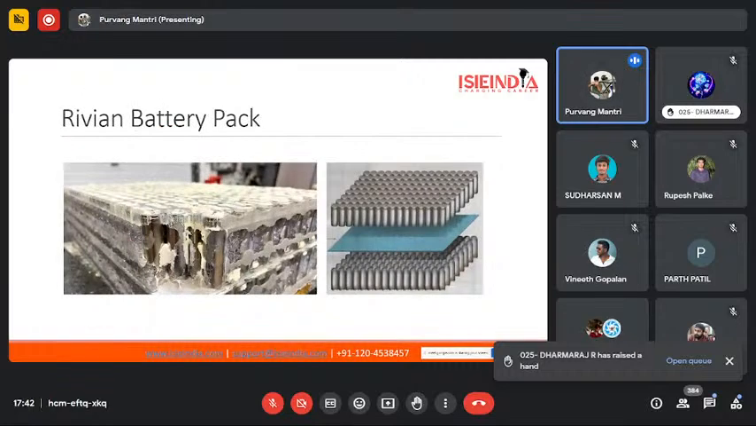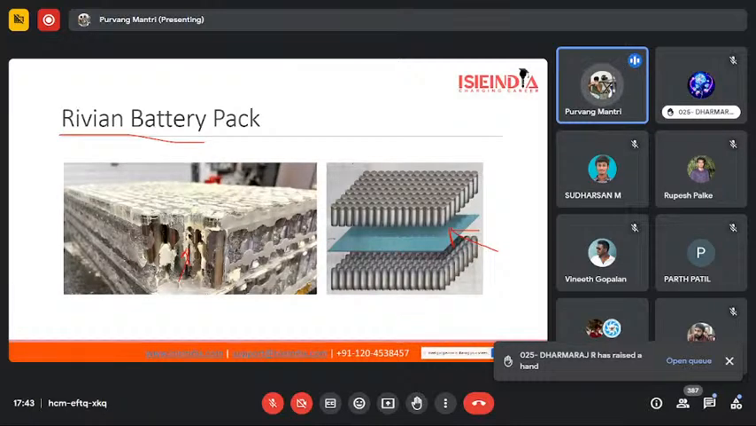The second type of battery pack that I want to talk about is Rivian's R1T battery pack. In this case, they are housing the battery cells on top of each other. One battery module is at the bottom while the other is on top, and they are using the bottom plate cooling method. So this is the cooling plate. And similar to Tesla, they are also using this yellow colored foam.